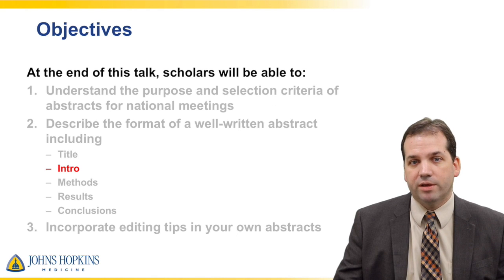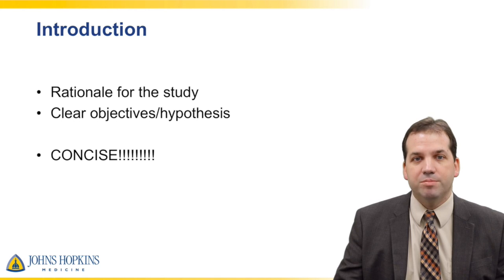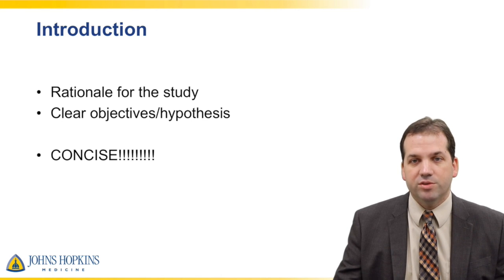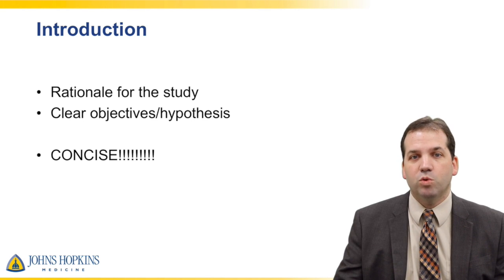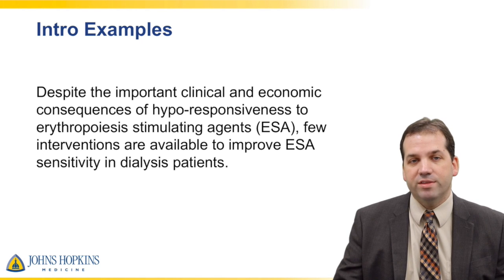The next item that goes into a well-written abstract is the introduction. The introduction follows the title, and it describes the rationale for the study. It should have clear objectives and hypothesis, but it should really be concise. I emphasize the word concise because the authors and reviewers at these conferences know the topic area. They know what's going into these abstracts. And so you really should spend your time on the rest of the abstract and not the introduction. I'm going to show more examples than I did for titles, but here's one such example. I'll read this out for all of you.